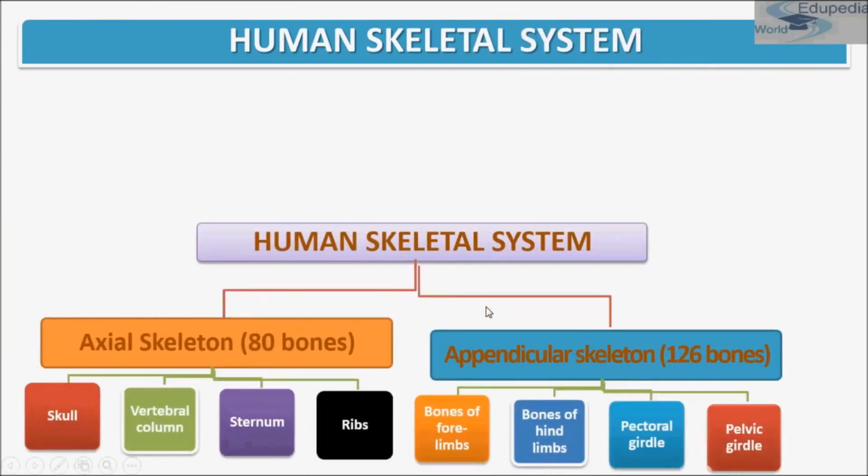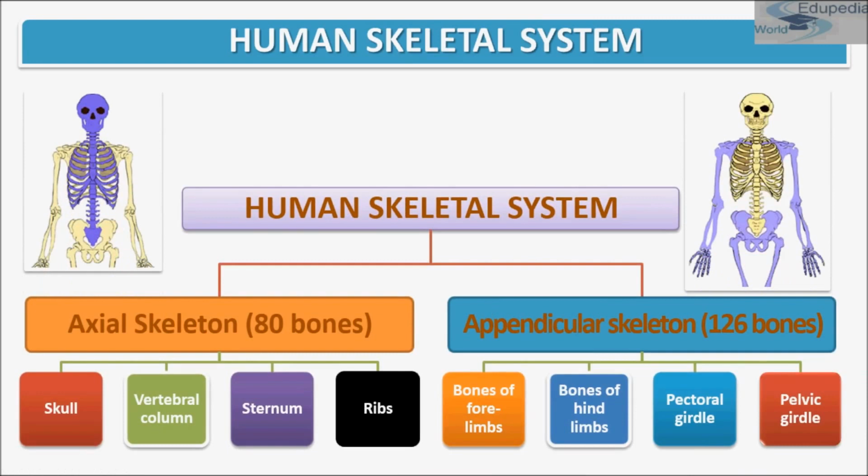My topic for the presentation is the fifth section of the chapter Locomotion and Movement. In this section of the presentation, we'll be studying the human skeletal system. A skeletal system consists of a framework of bones and a few cartilages. This system has a significant role in movement.